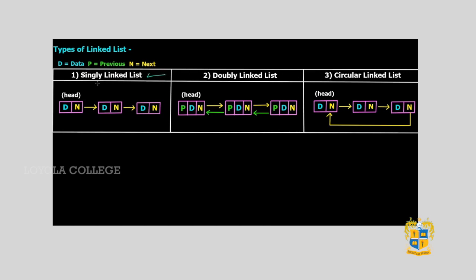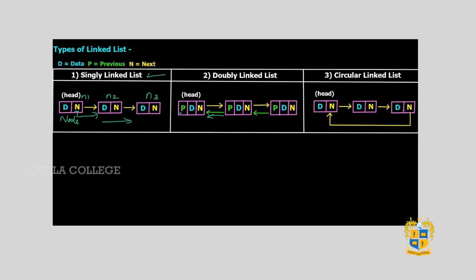Doubly linked list. In this type of linked list, there are two references associated with each node. One of the references points to the next node and one to the previous node. Advantage of this data structure is that we can traverse in both the directions.